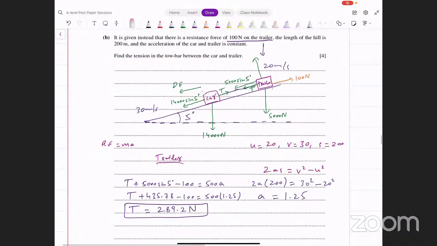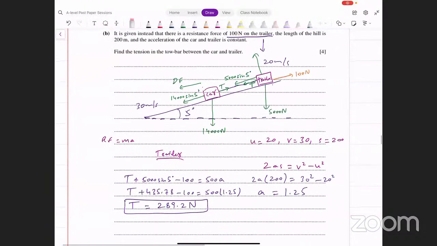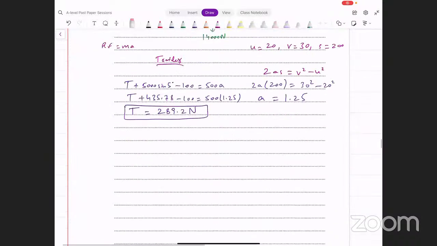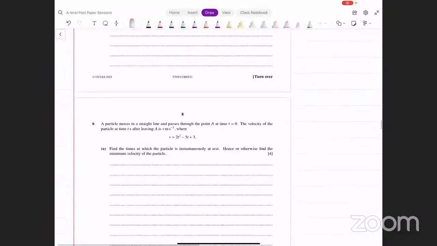All right, so that's this part B of this question. Any problems with this? Is that okay? All right, let's move on to the last question that we want to do now. This was question number 5 from this paper.